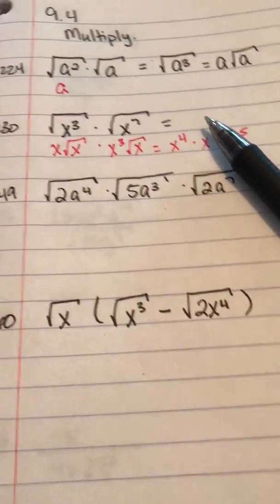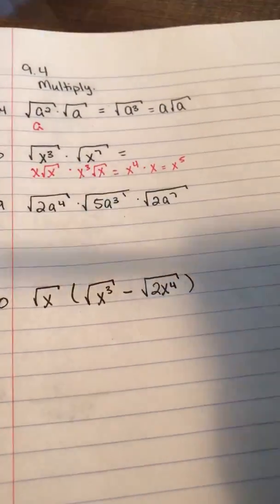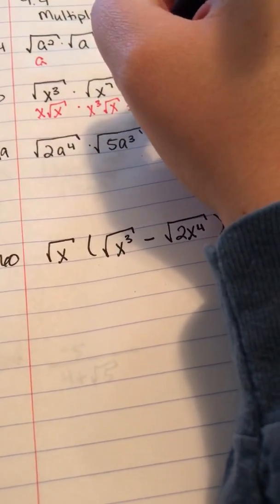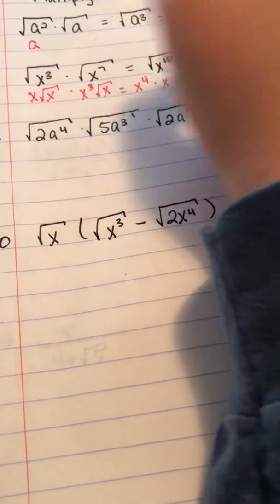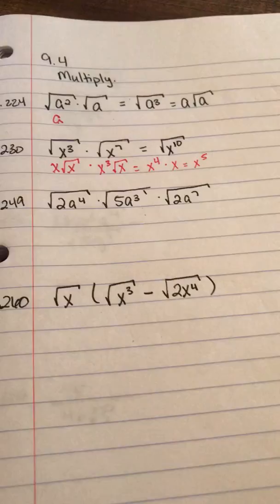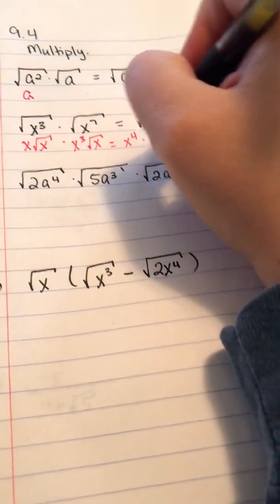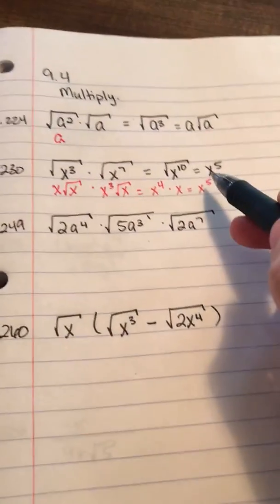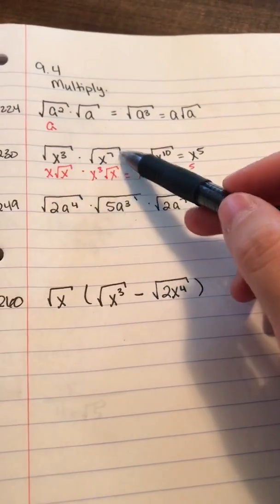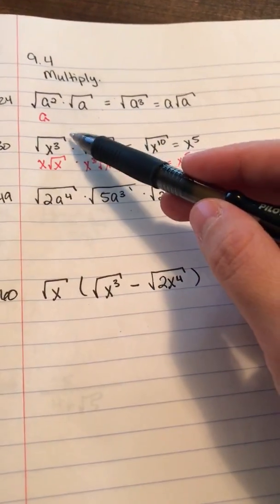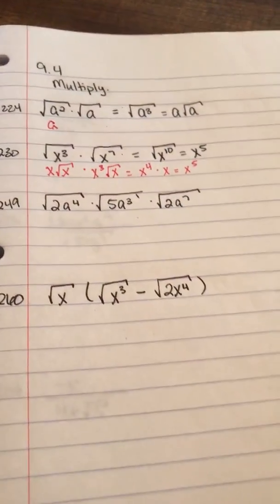If you multiply first, x cubed times x to the 7th is x to the 10th. So you'd have the square root of x to the 10th. 2 goes into 10 5 times, so you end up at x to the 5th a little bit quicker. So this one, it would be easier to multiply the 2 first and then simplify.